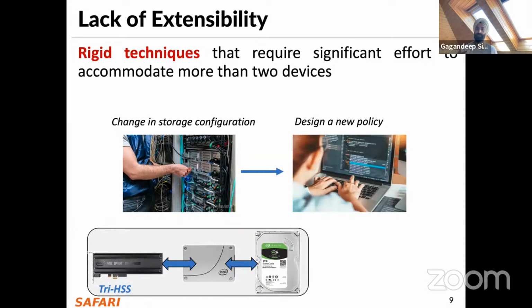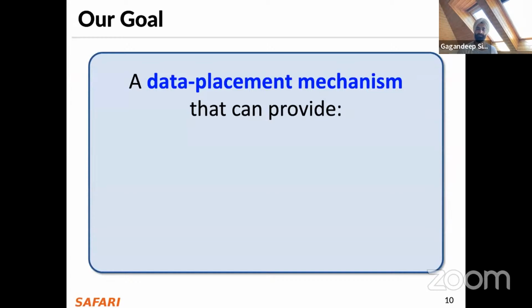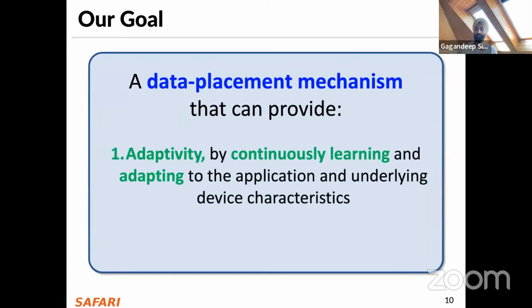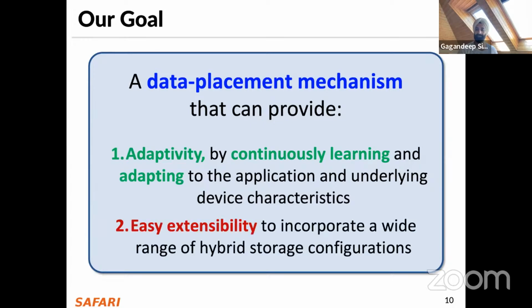So there's a lot of engineering and a lot of effort from the system architect in extending the prior data placement techniques. And this wastes a lot of precious design time and human resources. So in this work, our goal is to design a data placement mechanism that can provide both adaptivity, by continuously learning and adapting to both the application and underlying device characteristics, and also easy extensibility to incorporate a wide range of hybrid storage configurations whenever we modify any device.